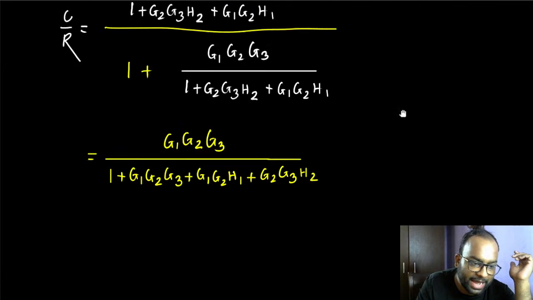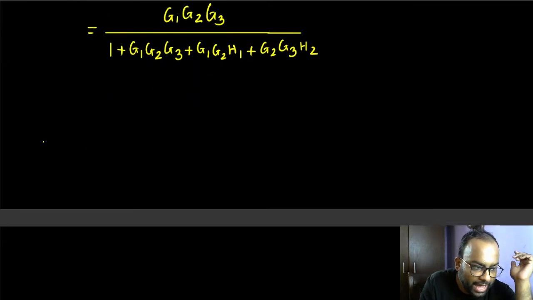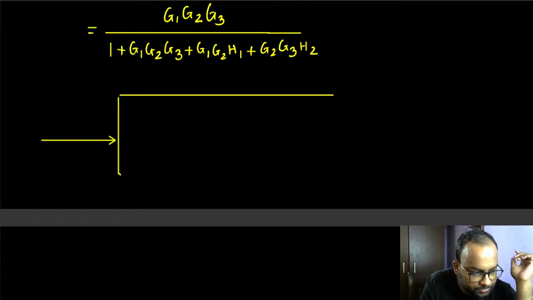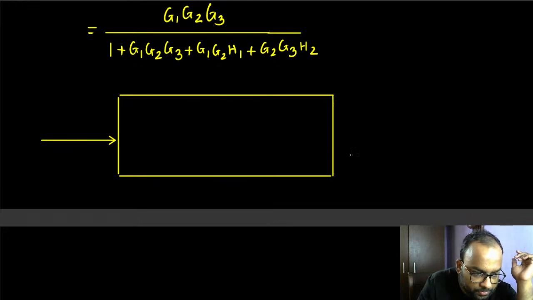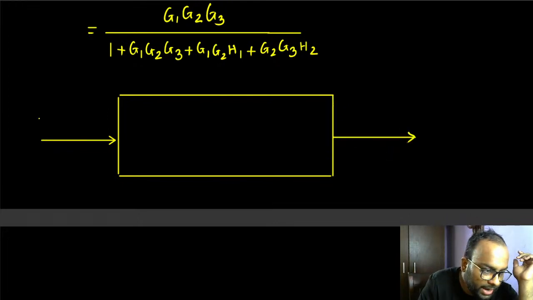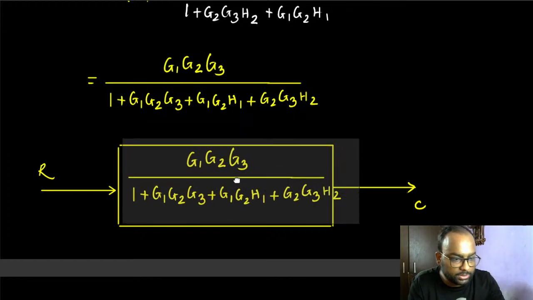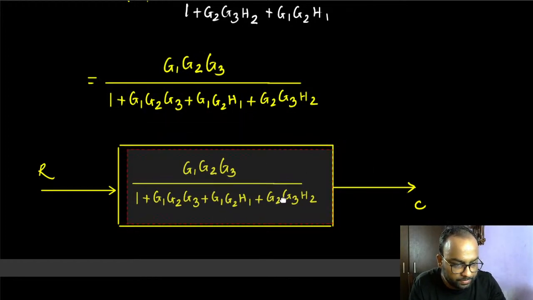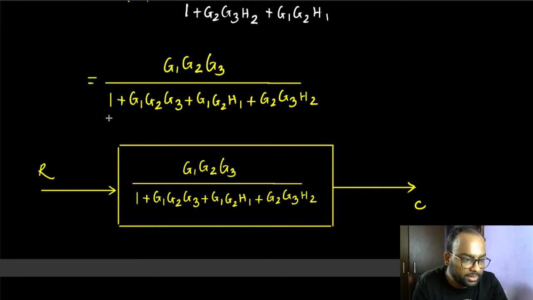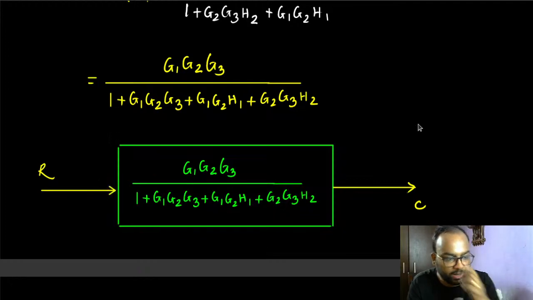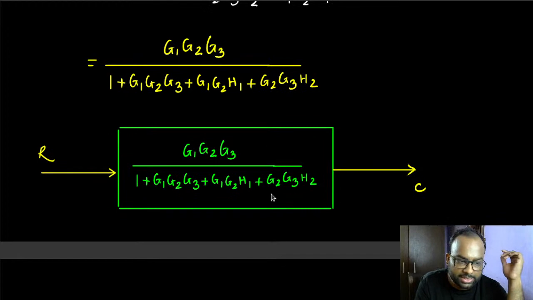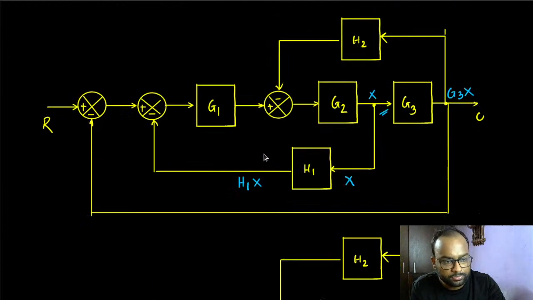So if I get rid of this entire feedback loop, equivalently I just have the input, the total transfer function, and the total output. So this is R, this is C, and the transfer function is going to be this. So that's the ultimate equivalent structure that we sought to figure out. This is the equivalent transfer function of the original system.